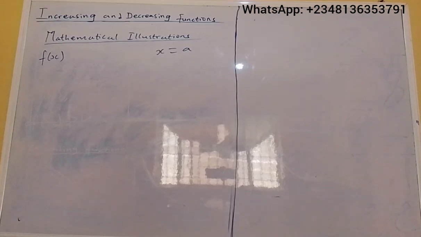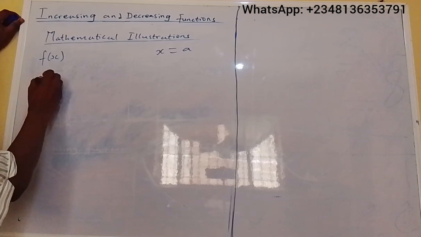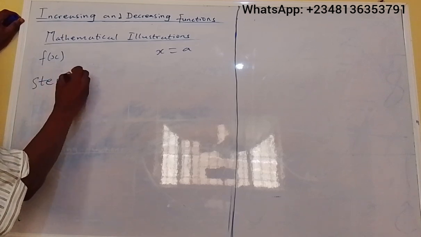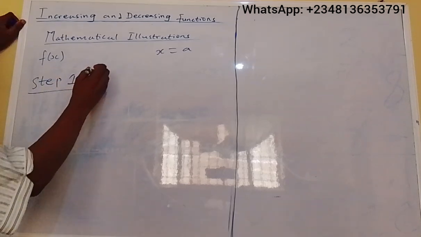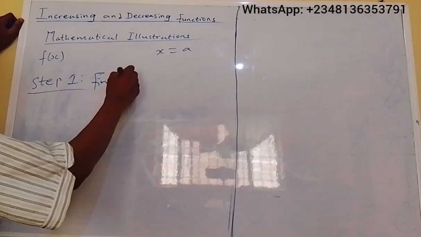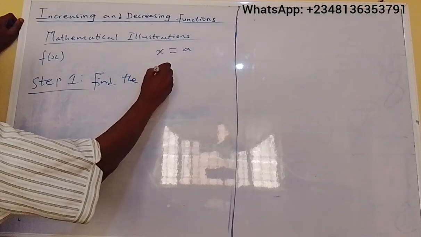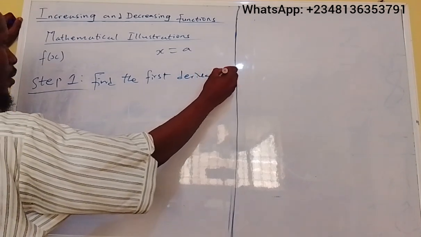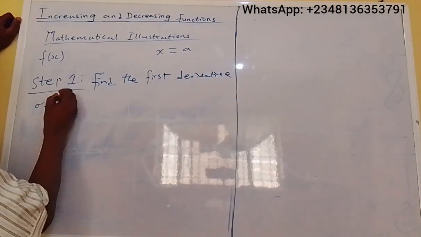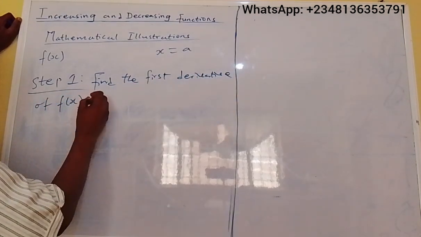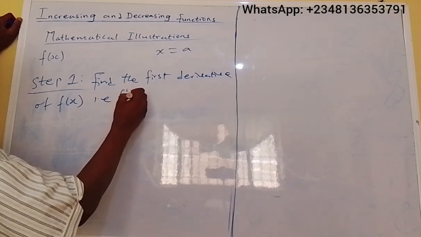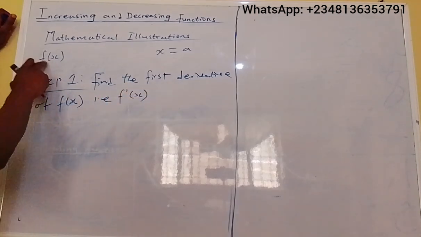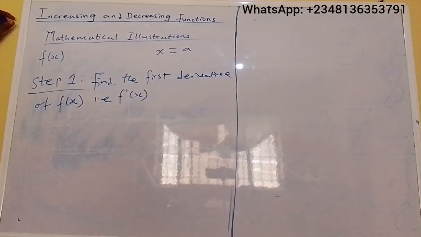The steps we are to follow, the first step, that's step 1. We are to find the first derivative of f of x. That is, we are to find f prime of x. We are to differentiate this with respect to x.